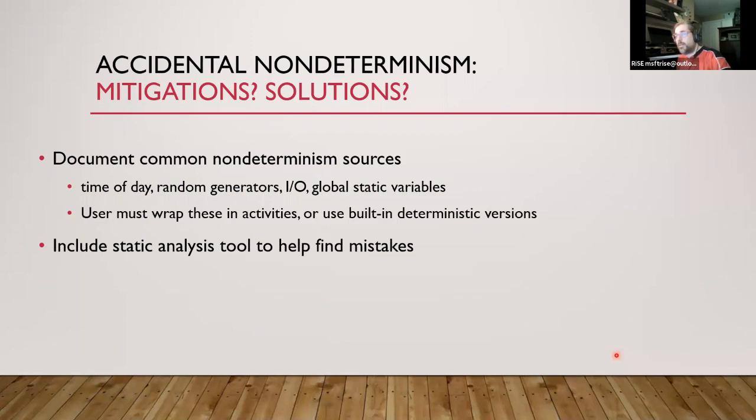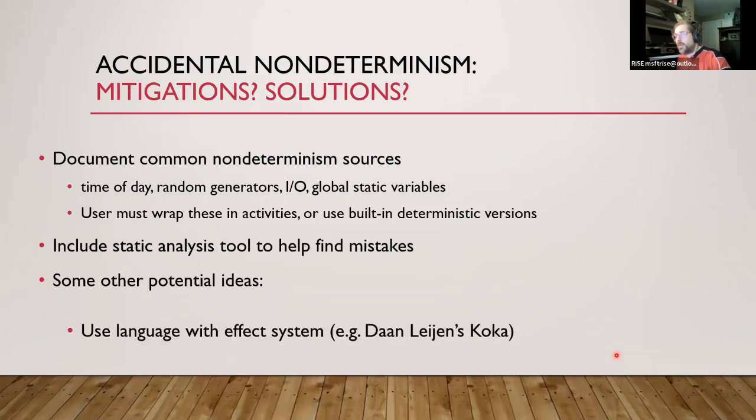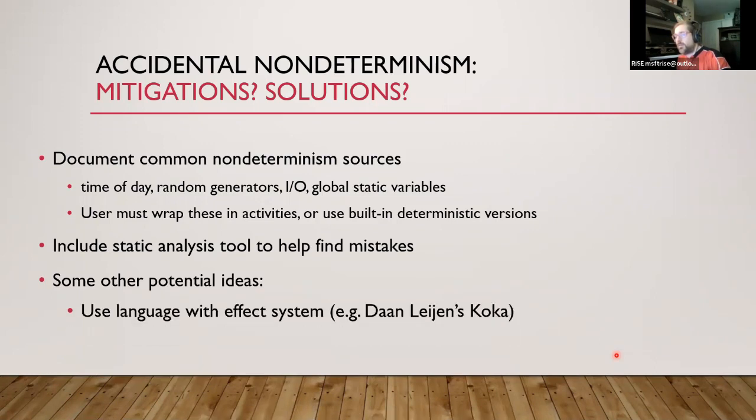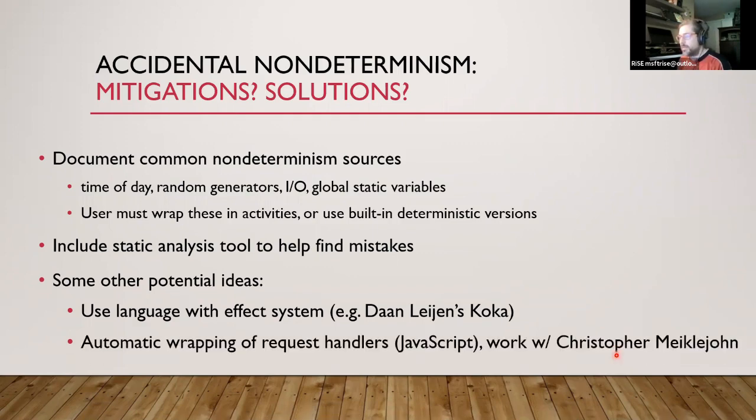We also have a static analysis tool that will help find some of these errors. And there are some other ideas. One great way to handle this would be a language with an effect system that can type check for non-determinism. Dan Lyon has one of those. We have tried this, and it does work. There's also the option of trying to automatically wrap request handlers in JavaScript. I did work with Christopher on some level of automation for this. It wasn't fully automatic, but it was easy to create the wrappers.